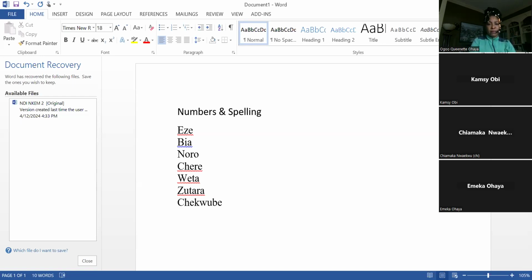Ogechi. Zutara. Z U T A R A. Zutara. Gwokwa ya ọzọ. Zutara. Z U T A R A. You have to say the word at the end. Zutara. When you finish. Zutara. So you're supposed to say it when you finish.